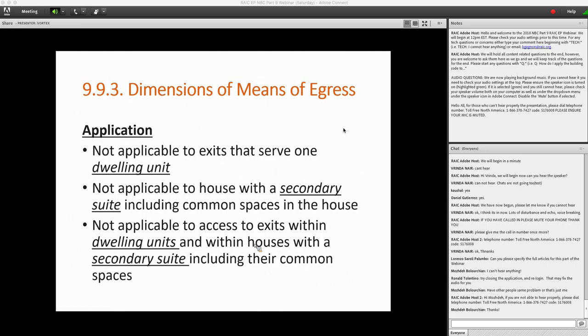We will look at the requirements for egress from dwelling units in a later section of this slide, and most of them were also discussed in the earlier session with my colleague Sarah.